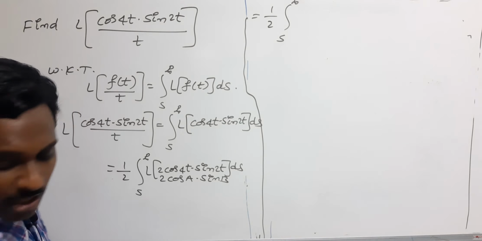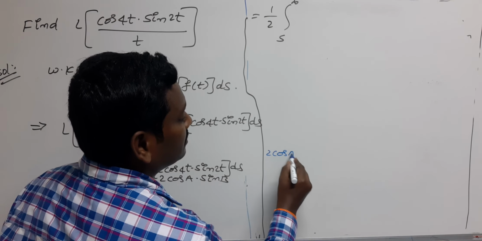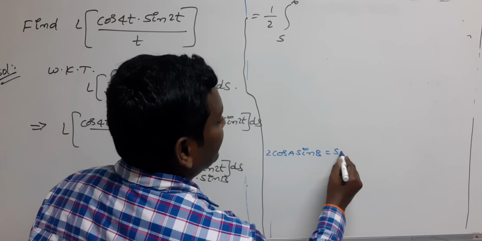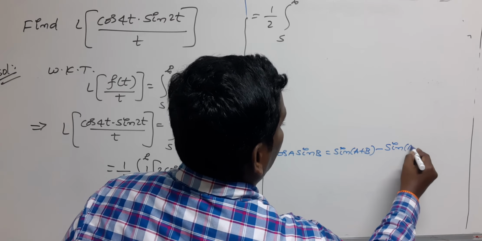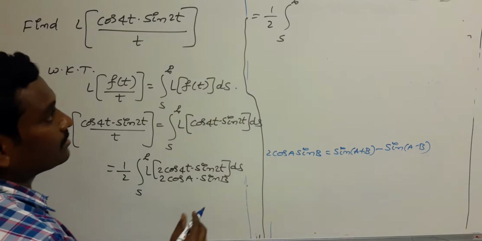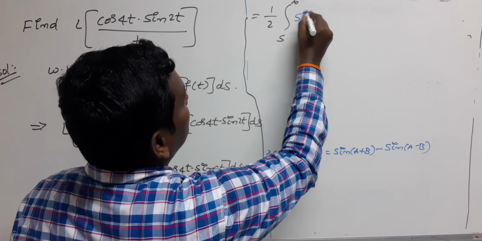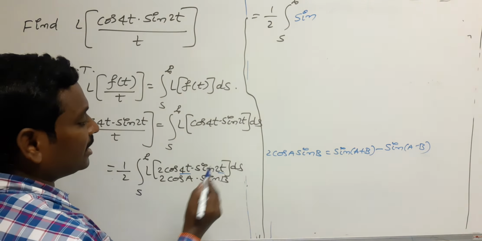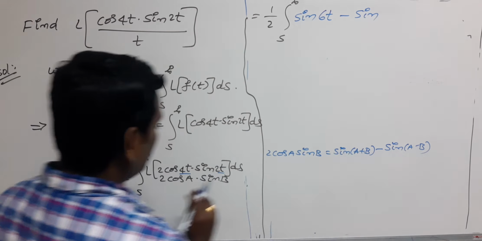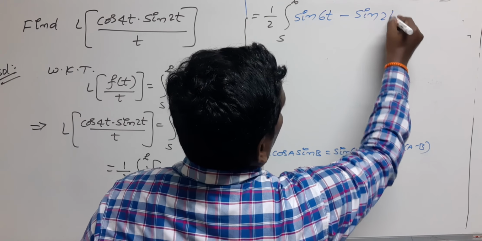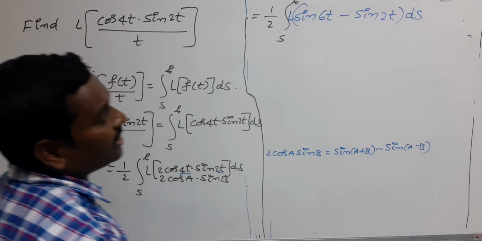Clearly it is in the form of 2 cos a sin b form. What is the formula for 2 cos a sin b form? 2 cos a sin b is equal to sin of a plus b minus sin of a minus b. According to this formula, split the terms. So you will get half of into integral s to infinity sin of a plus b. What is a here? 4t. What is b here? 2t. 4t plus 2t, you will get 6t, minus, subtract the angles now, 4t minus 2t, which is 2t, of ds. L of sin 6t minus sin 2t of ds.